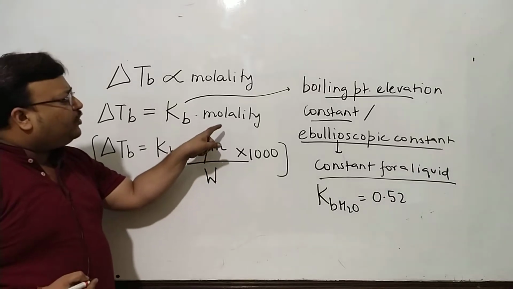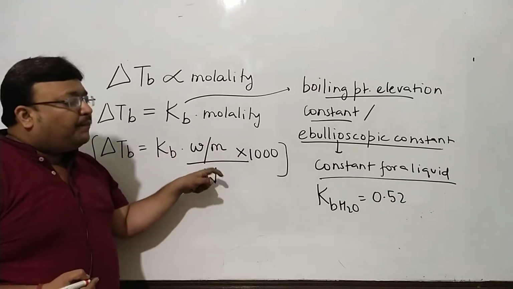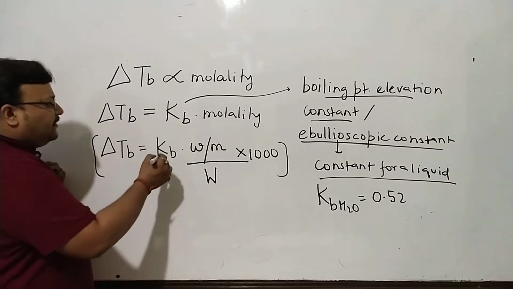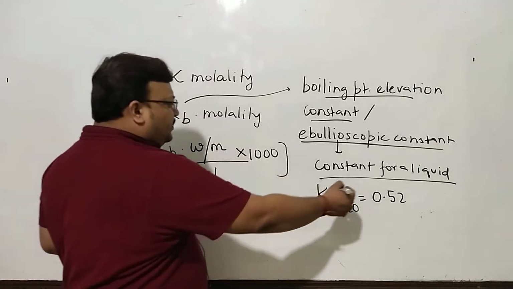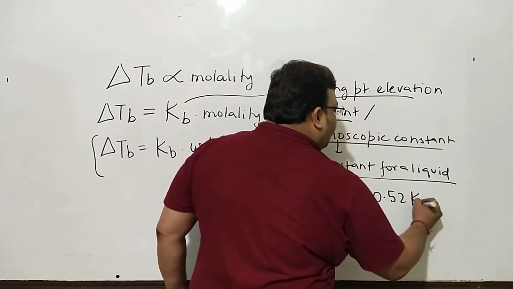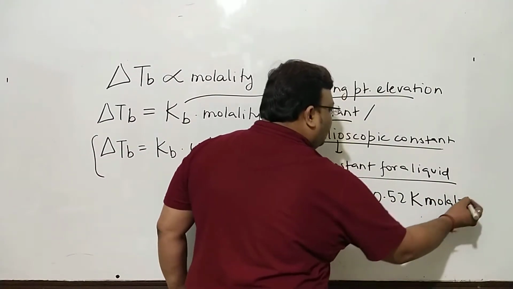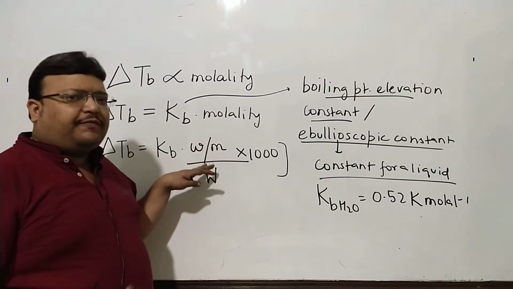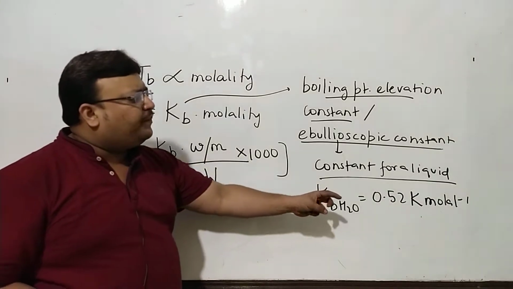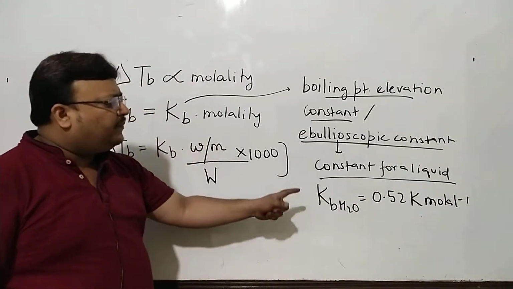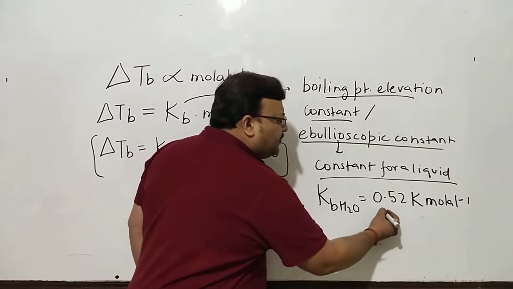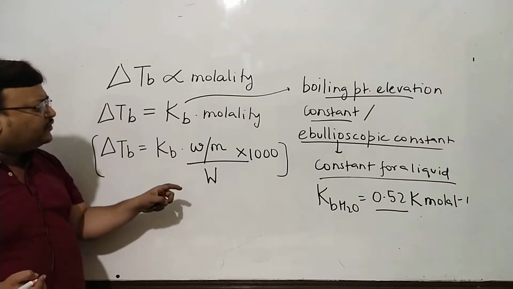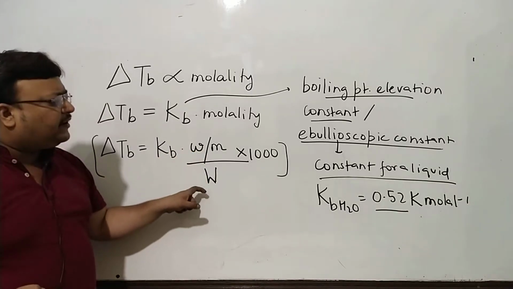Now naturally the unit of molality would be moles per kg, and the unit of Kb has to be, 0.52 in this case, Kelvin per molal. Per molal can be written as, if molality is number of moles per kg, it could be kg per mole, and as I told you in problem solving, this will become a very common value. So this is how we'll feed the values, small letters for the solute, capital letters for the solvent.